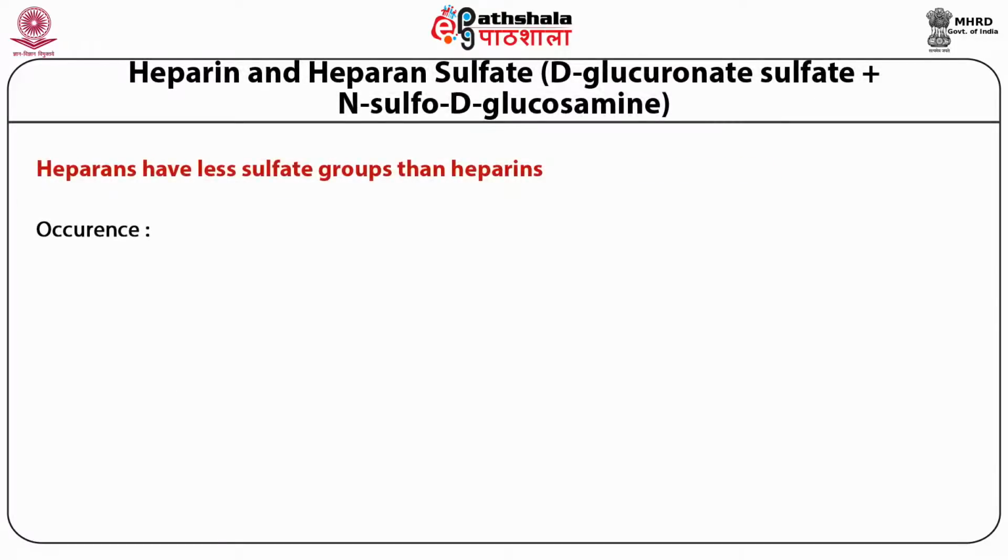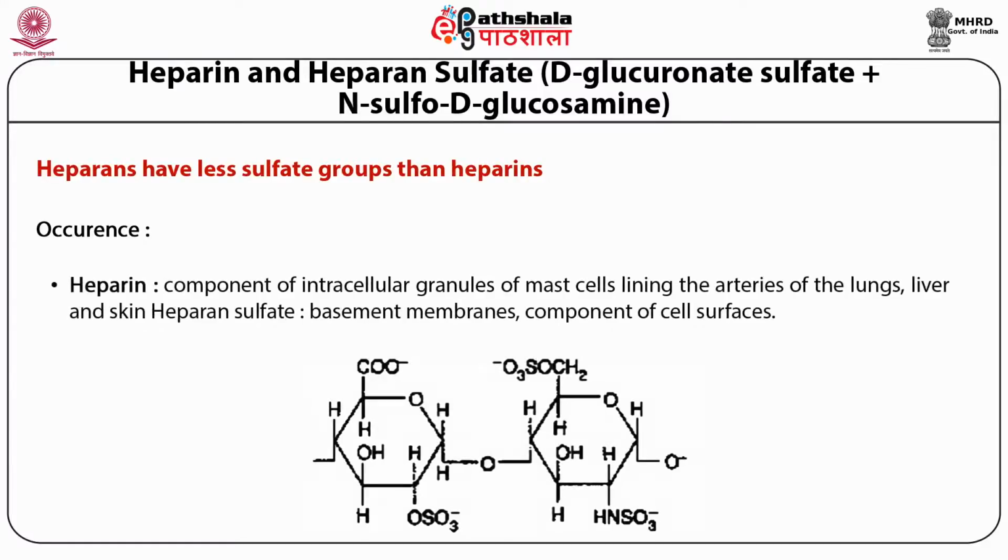Again, heparin and heparan sulfate are very essential glycosaminoglycans. Heparin occurs as a component of intracellular granules of mast cells lining the arteries of the lungs, liver and skin. Heparan sulfate is found in basement membranes and as a component of the cell surface.